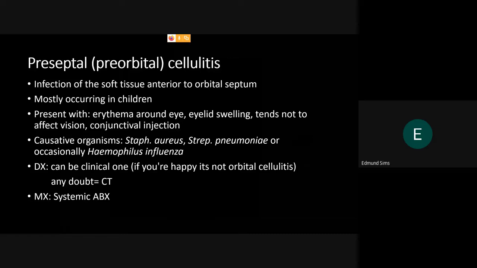Causative organisms: staph, strep, Haemophilus influenzae, although now we're vaccinating against it, then we see it a bit less often. So diagnosis, a lot of websites seem to be suggesting that you could diagnose it clinically if you're happy it's not orbital cellulitis, but if there's any doubt, then you'll need to CT it. So management, in this case, you'd give a systemic antibiotic, so something like amoxicillin.